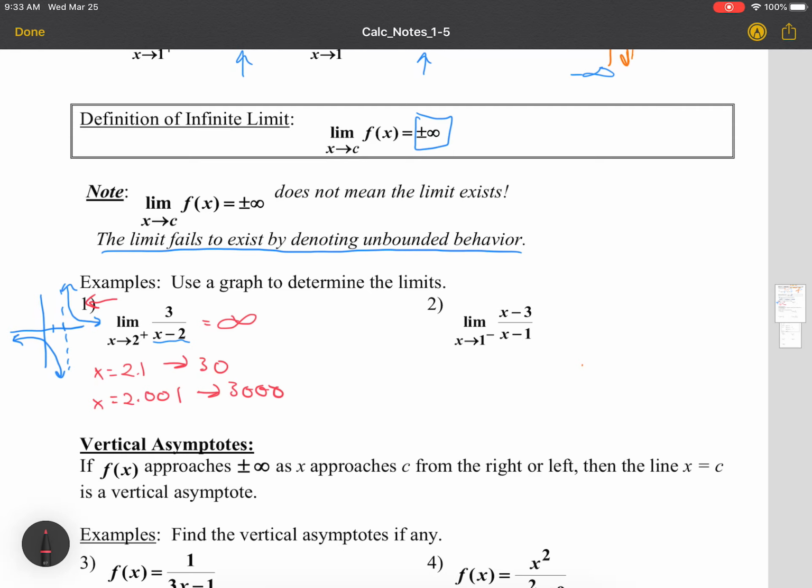Now looking at number 2, slightly different. We're looking at x approaches 1 from the negative side. So again, sketch our graph. We have our asymptotes intersecting around here. We're going to have it off the origin, at that 1, 3 spot.